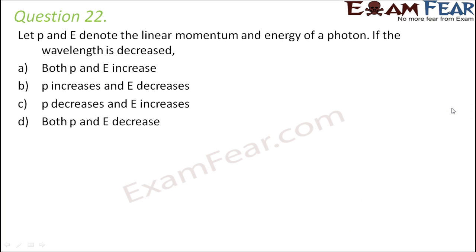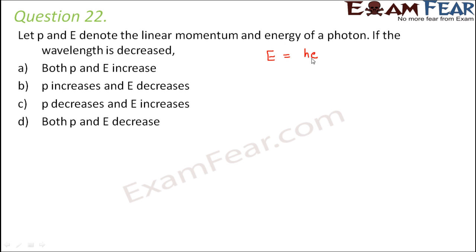Question number 22. Let p and E denote the linear momentum and energy of a photon. If the wavelength is decreased, both p and E increase, p increases and E decreases, p decreases and E increases, both p and E decrease. Now how are p and E related to momentum or energy? So let us quickly have a look at that.